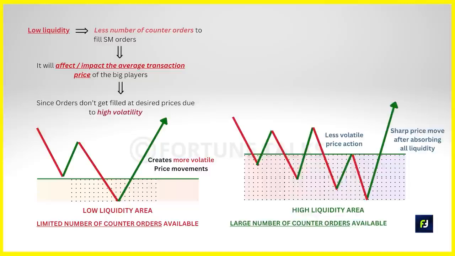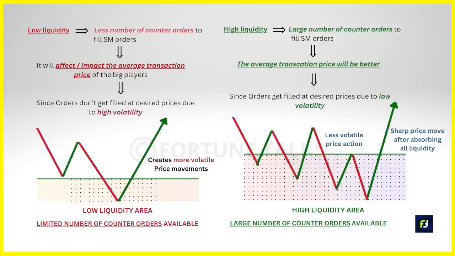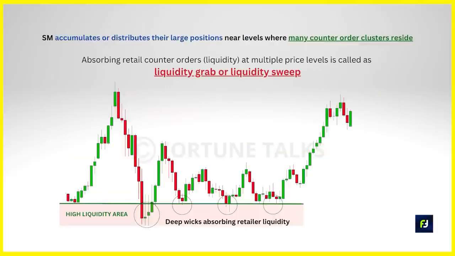Now, on the contrary, entering at a high liquidity area where there are a lot of counter orders available will result in less volatile markets, ensuring a better average price for the institutional position. And these high liquidity zones are where most of the retail orders are placed. Smart money players understand the nature of this concept, and they will commonly accumulate or distribute their large positions near levels where many stop losses reside.